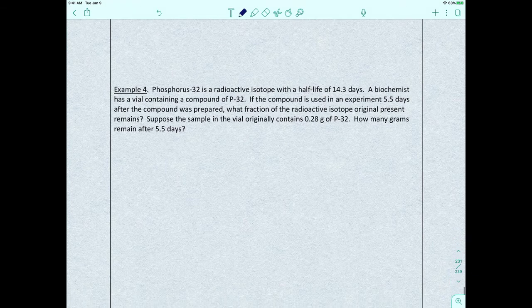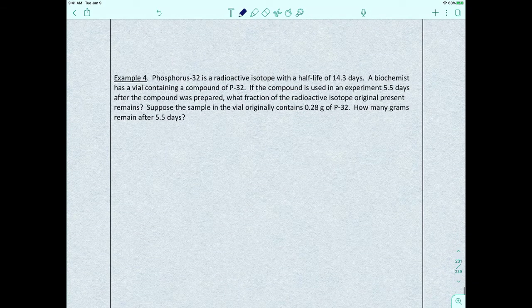All right, here's our next one. Phosphorus-32 is a radioactive isotope with a half-life of 14.3 days. A biochemist has a vial containing a compound of P32. If the compound is used in an experiment 5.5 days after the compound was prepared, what fraction of the radioactive isotope present remains? Suppose the sample in the vial originally contained 0.28 grams of P32. How many grams remain after 5.5 days?